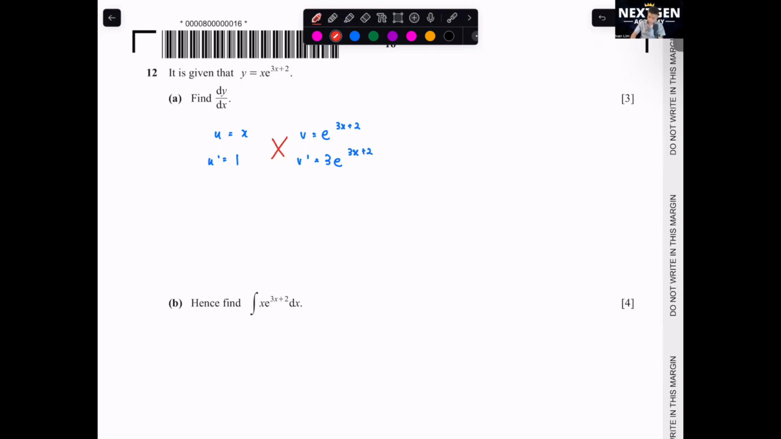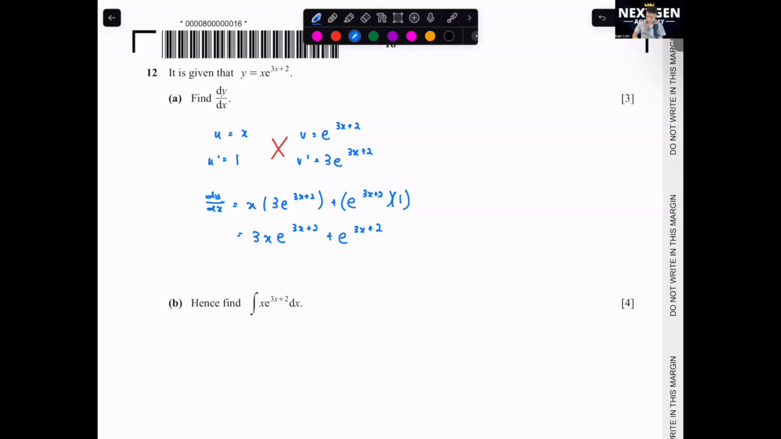Using product rule, dy over dx will be x times 3e to the power of 3x plus 2 plus e to the power of 3x plus 2 times 1. You don't have to write this step. If you want to write straight away the answer, also can. 3x e to the power of 3x plus 2 plus e to the power of 3x plus 2.